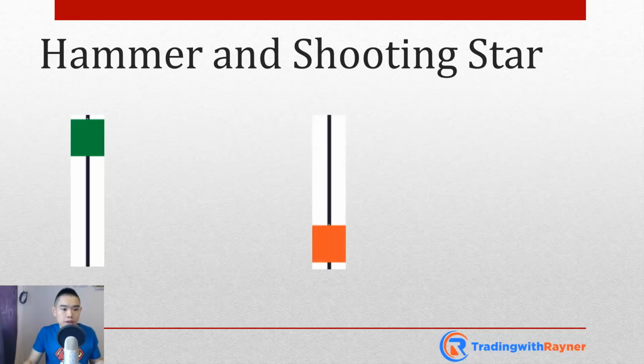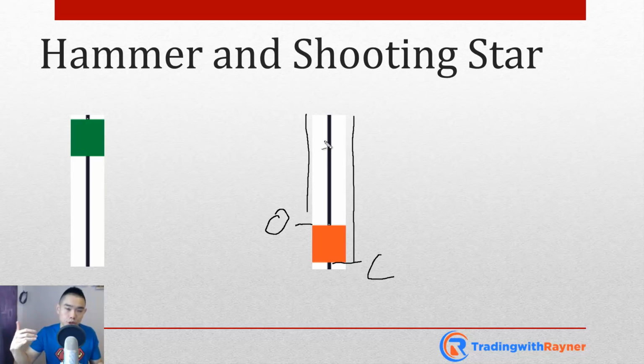On the other hand, the shooting star is just the opposite. It's showing you rejection of higher prices. If you look at this, the price opened here. Buyers took charge, pushed the price up higher. But then sellers suddenly came in and pushed the price down. Maybe they think that the price is too high, it can't go any higher. They sell, they short the market, and the market collapsed lower, finally closing near the lows. So this is a rejection of higher prices. These two patterns, again, are used to help you identify market reversals.